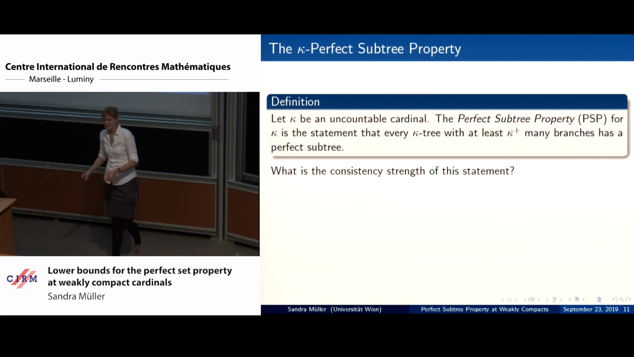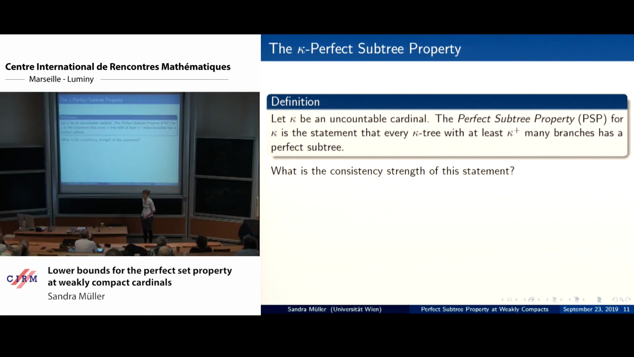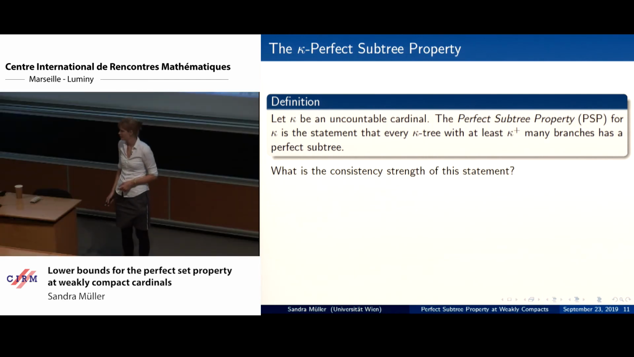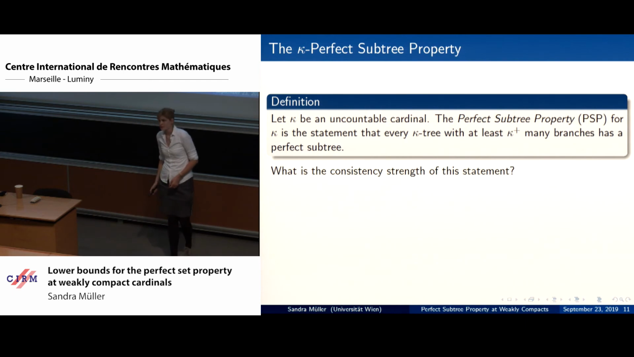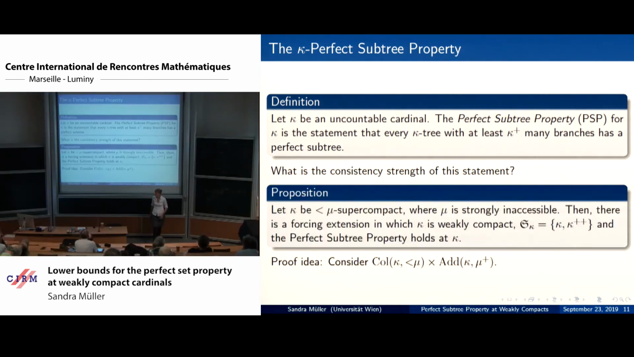So instead of asking for a strongly sealed tree, we can also just ask what is the consistency strength of this statement, which is clearly weaker than asking for a strongly sealed tree. And it turns out that the consistency strength is again very high. But first of all, the good news is the upper bound still works, actually by exactly the same proof.